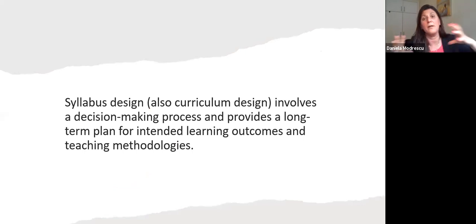So when we think of that, it's a plan. I make a plan from A, B, C, D, and it provides a long-term plan for intended learning outcomes and teaching methodologies. There are quite a lot of things involved here. And I have a question. Has any of you ever developed a curriculum for a course you have taught? It doesn't necessarily need to be English in general, even if you delivered private lessons or one-on-one lessons.